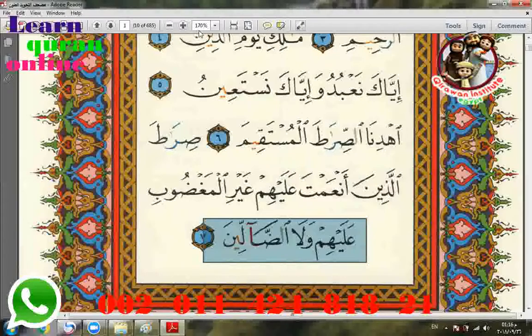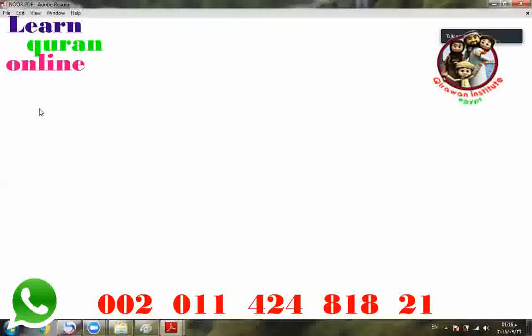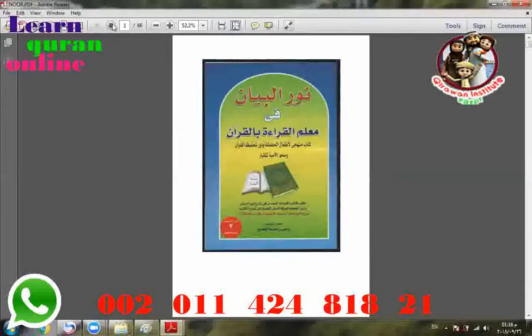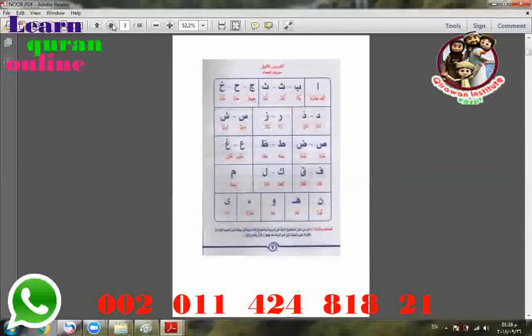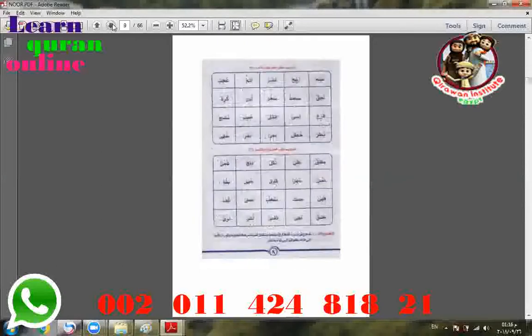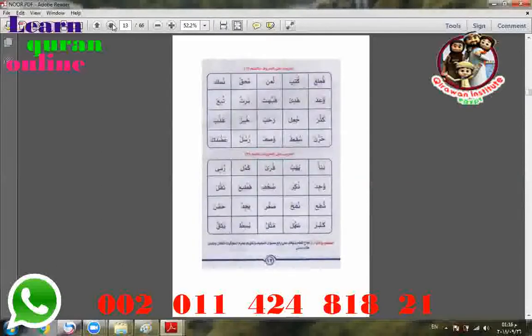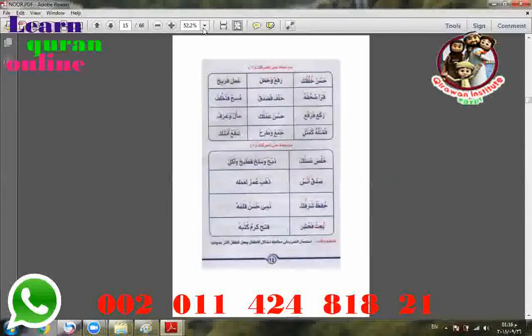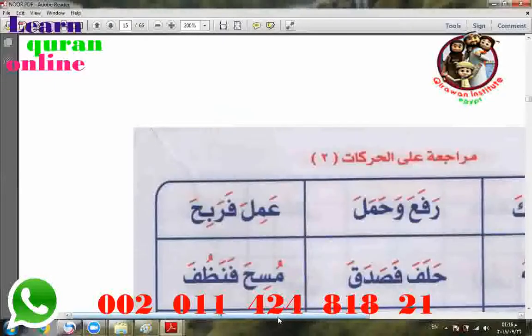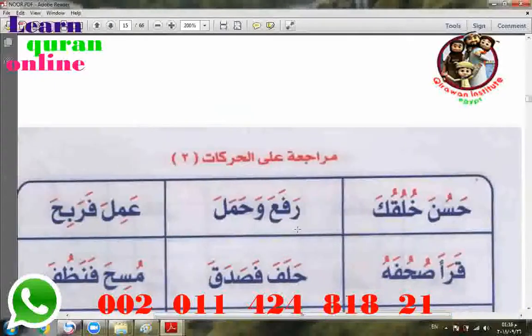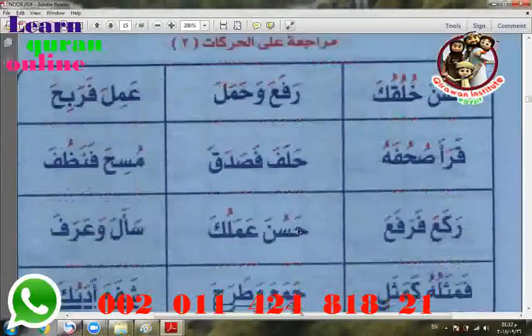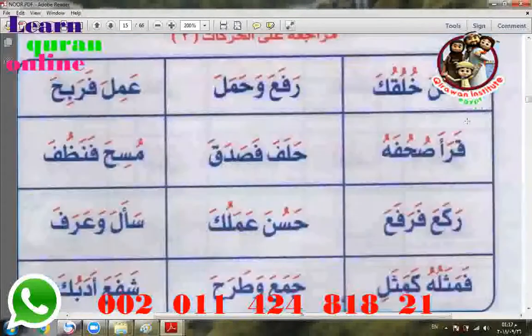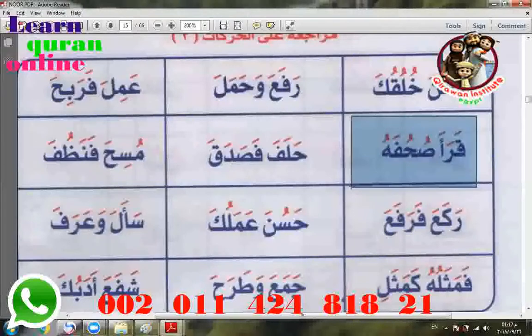We will go to Arabic class now. You said that you already know all of the letters with fatha and kasra and dhamma. Yes. So we will make a quick test on some words. Can you read this?